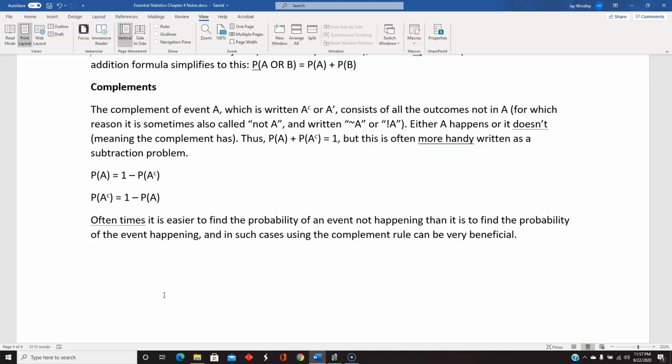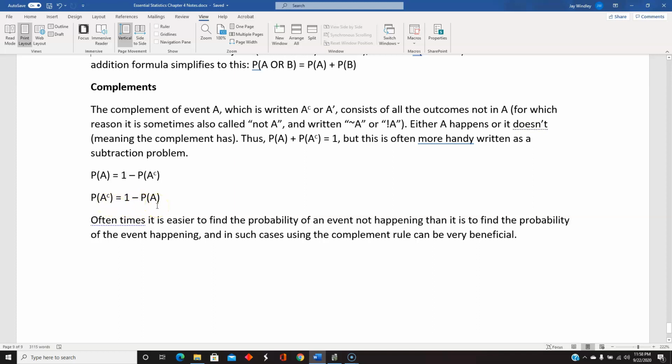So either A happens or it doesn't. And if A doesn't happen, that means the complement has. So therefore, the probability that A happens plus the probability that A complement happens has to be 1. But this is most often used as a subtraction problem instead of an addition problem. In other words, if these two things add up to 1, then 1 minus either of these gives you the other one. So if you want to know the probability that A happens, you can do 1 minus the probability that the complement happens. Or if you want to know the probability that the complement happens, you can do 1 minus the probability that A happens.